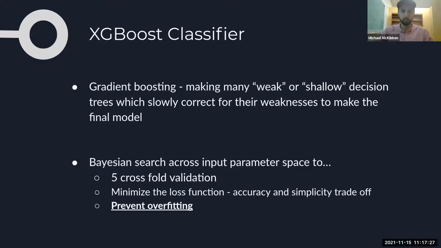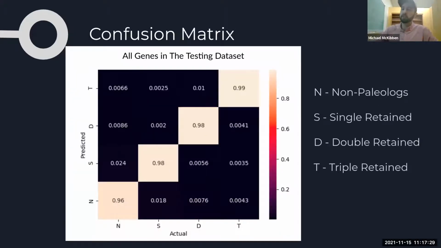Well, how did it do? Here we have something called a confusion matrix for all of the genes in the testing data set. On the x-axis, we have what the actual class of each gene in the testing data set was, and then what Frackify predicted these given genes to be.